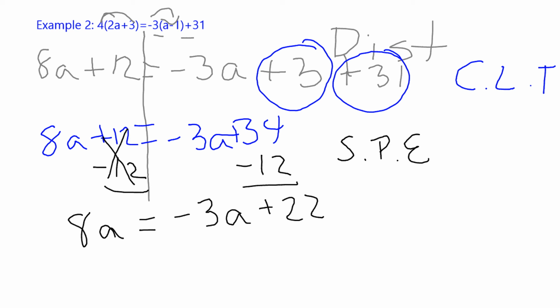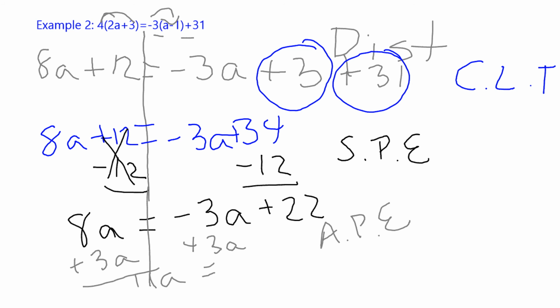So now if I look at this problem, I have an a equaling an a and a variable and a number. I need to move this a term over so that way I'm left with a variable equaling a number. So in order to do that, I need to do the opposite. And so the opposite would be to add 3a to both sides. So we just did the addition property of equality. This gives me 11a equaling 22. We're going to pick this up on the next slide.